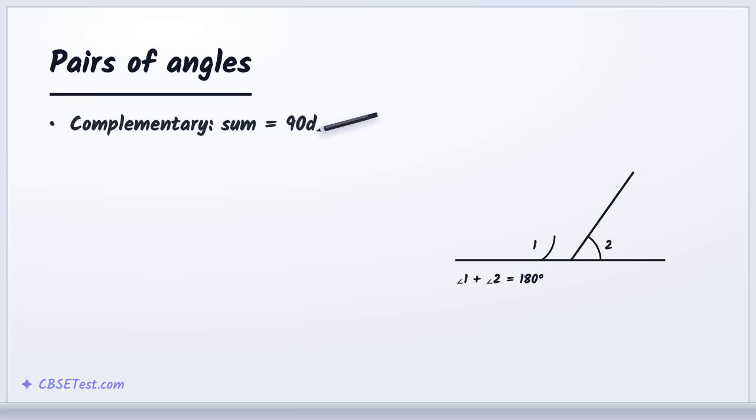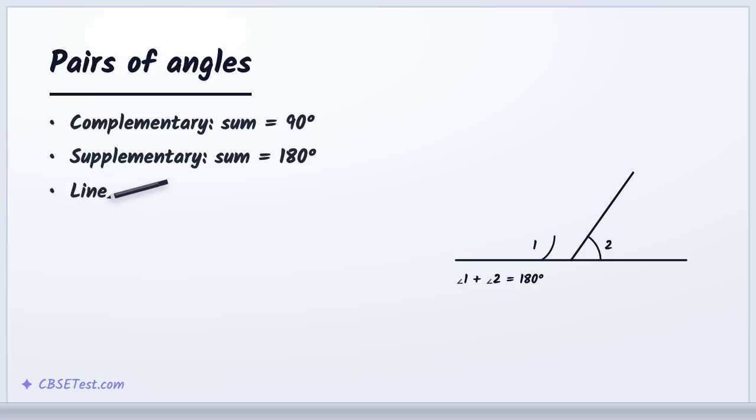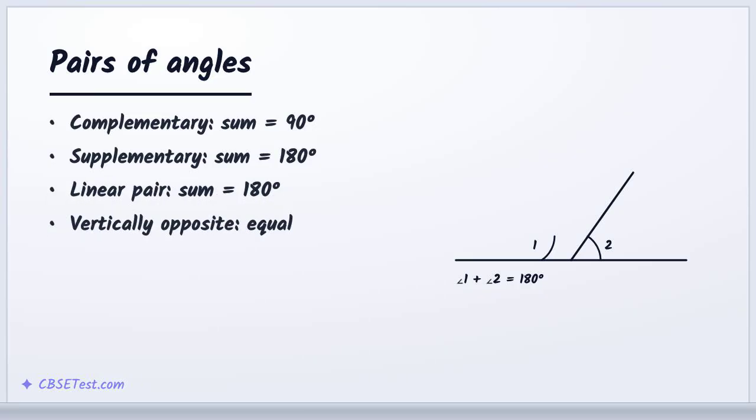Two angles adding to 90 degrees are complementary. Adding to 180, supplementary. Angles on a straight line form a linear pair summing to 180. And vertically opposite angles made by two crossing lines are always equal.